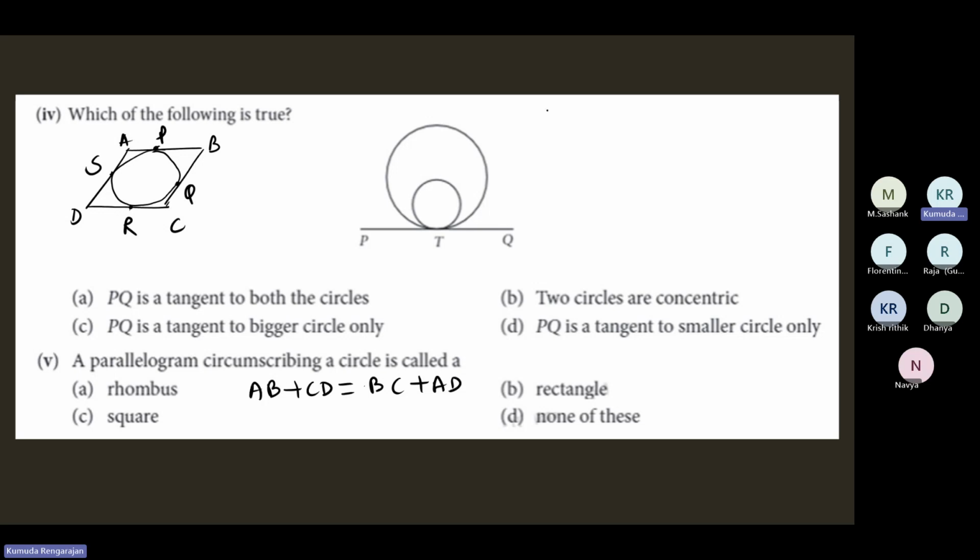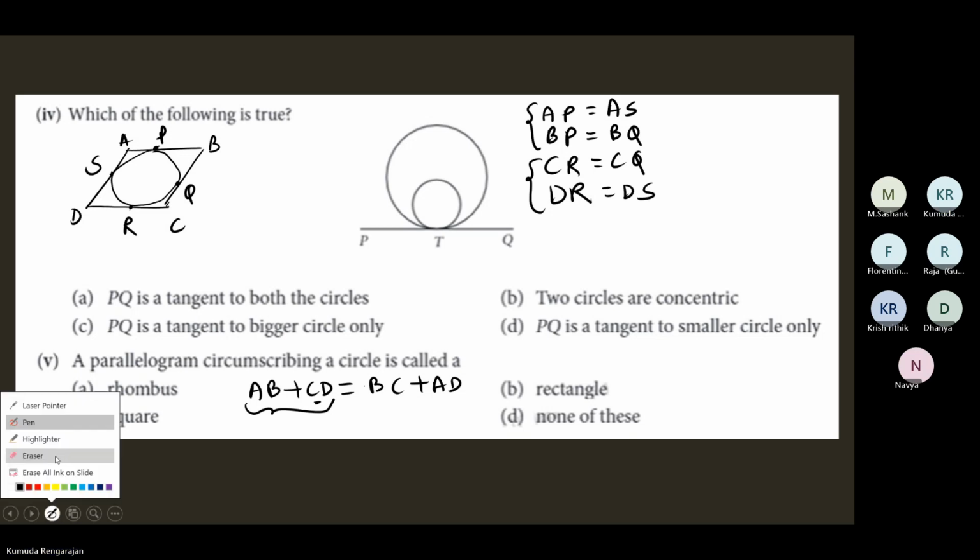So what is AB made up of? AP and BP. And CD is made up of CR and DR. So write it carefully one below the other. AB is made up of AP and BP, and CD is made up of CR and DR. Now complete this. AP is equal to AS, BP is equal to BQ, CR is equal to CQ, DR is equal to DS. Now when you add the results, you will get this one.